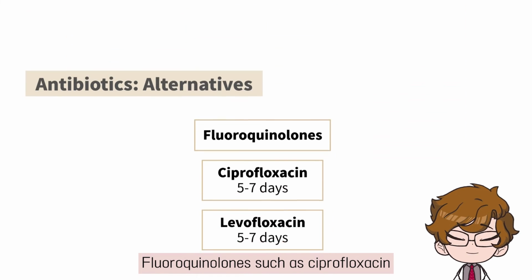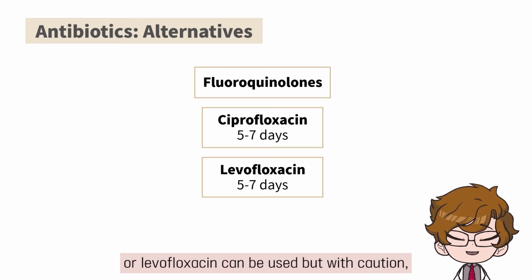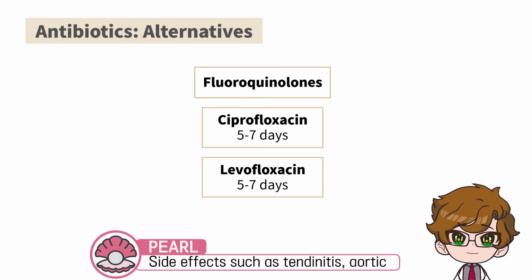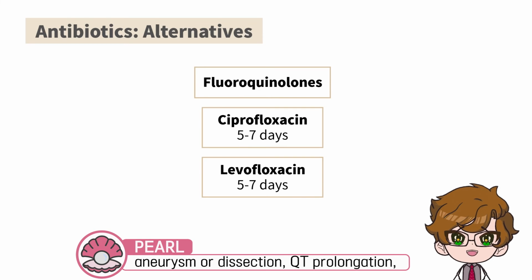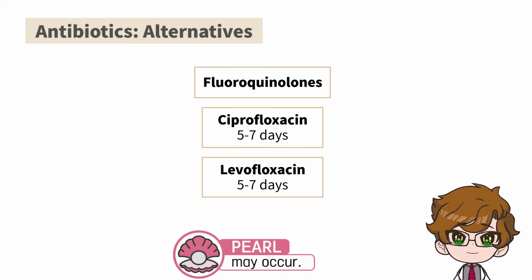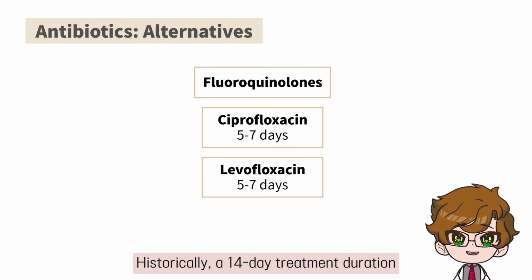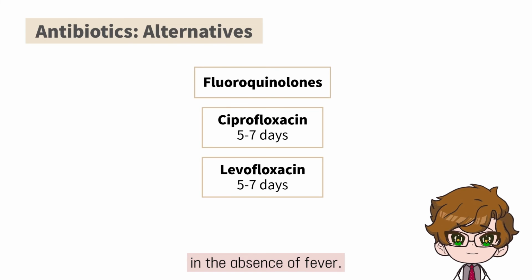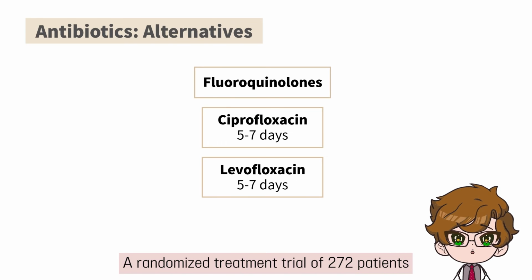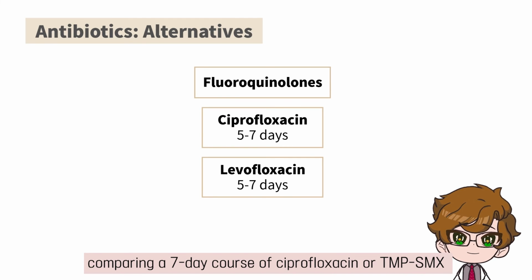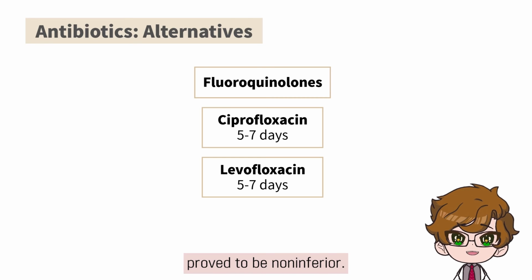Fluoroquinolones such as ciprofloxacin or levofloxacin can be used, but with caution, as there are concerns for potential adverse effects. Side effects such as tendinitis, aortic aneurysm or dissection, QT prolongation, peripheral neuropathy, or the lowering of a seizure threshold may occur. Historically, a 14-day treatment duration was recommended for the treatment of UTI in men in the absence of fever. A randomized treatment trial of 272 patients comparing a 7-day course of Cipro or TMP-SMX versus a 14-day course proved to be non-inferior.